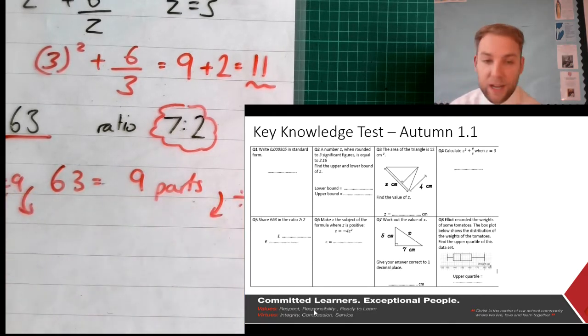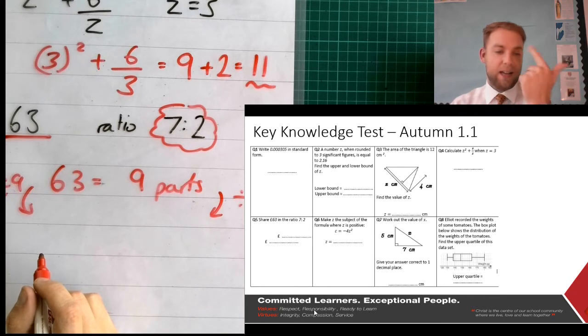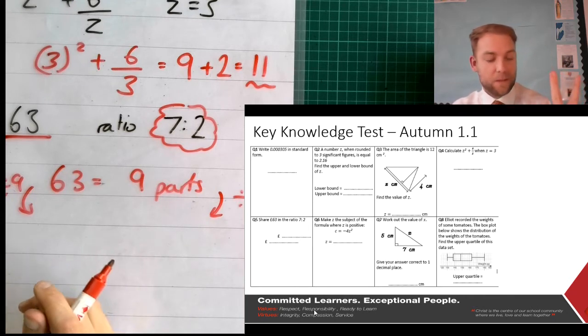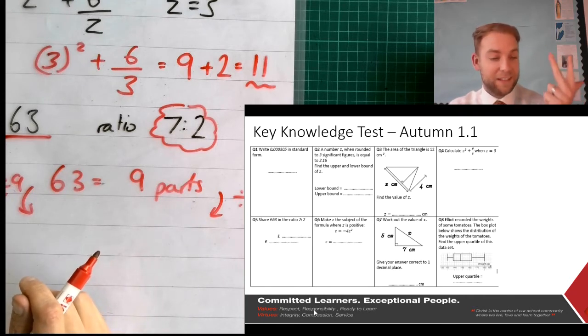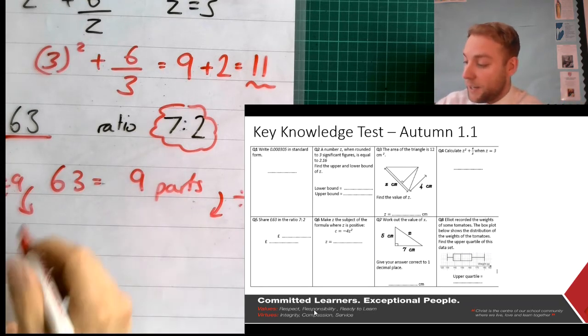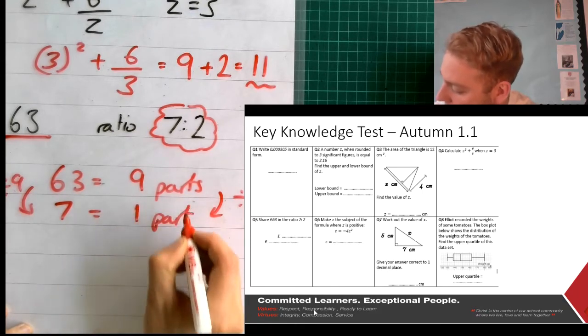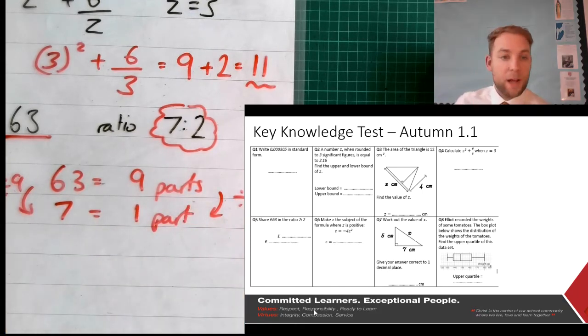So 63 divided by 9 is equal to, let's do it, 9, 18, 27. I'm getting it wrong now. 9, 18, 27, 36, 45, 54, 63. So it's going to be 7 is equal to that. 7 is equal to 1 part. Brilliant. But I don't want 1 part.